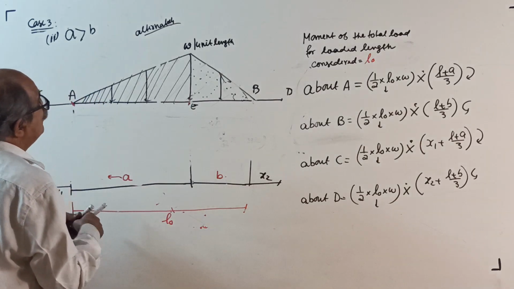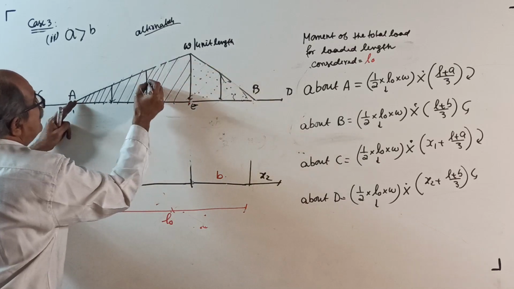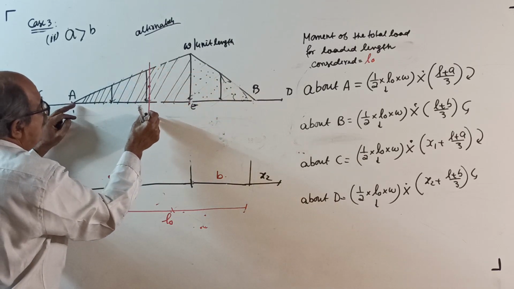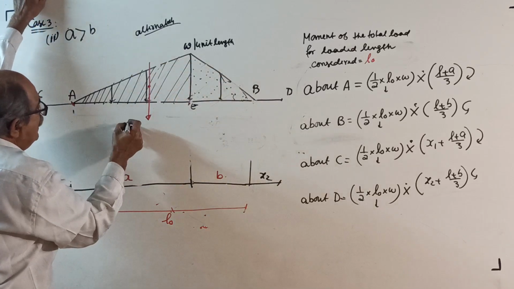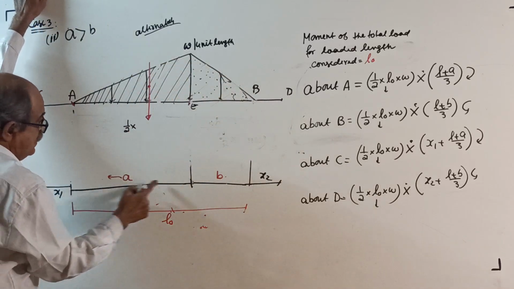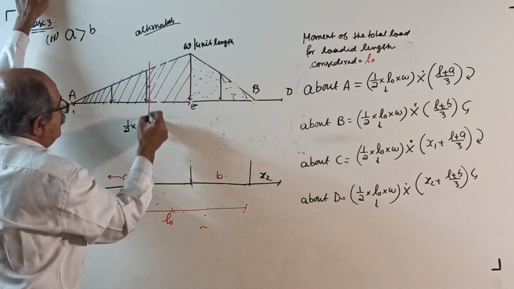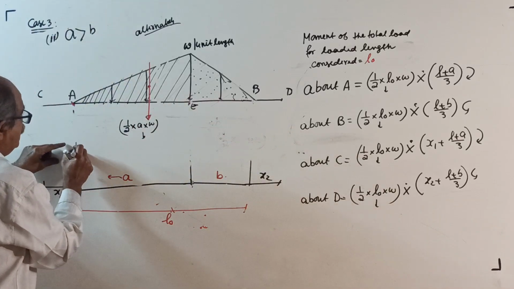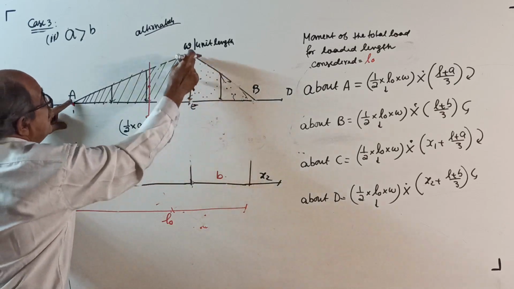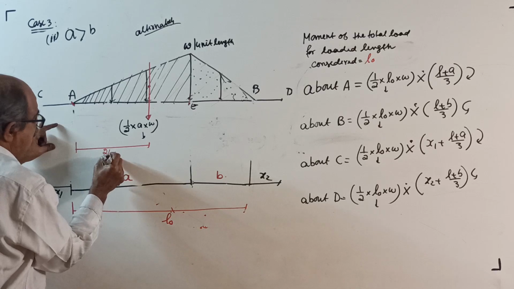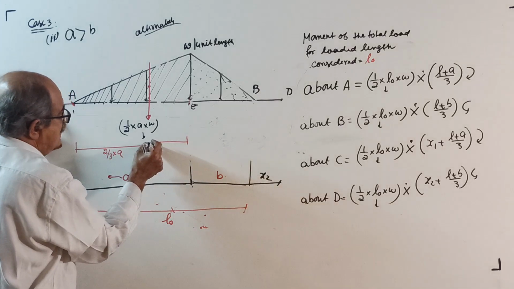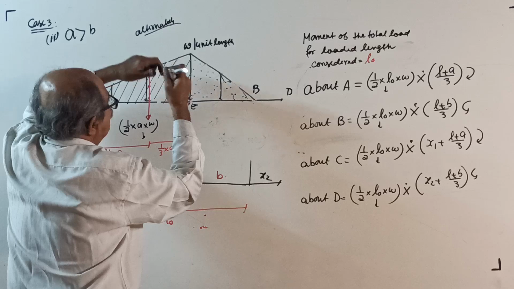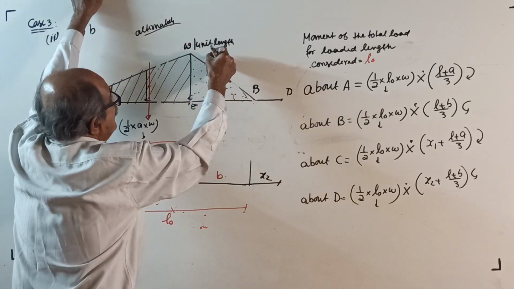Now separately, see here now. For this load, the resultant load will be here. How much? This magnitude will be half into A into W, direction down. This will pass from here. It's a right angle triangle, 2/3 of A from here, 1/3 of A here. See, the resultant load will pass here.